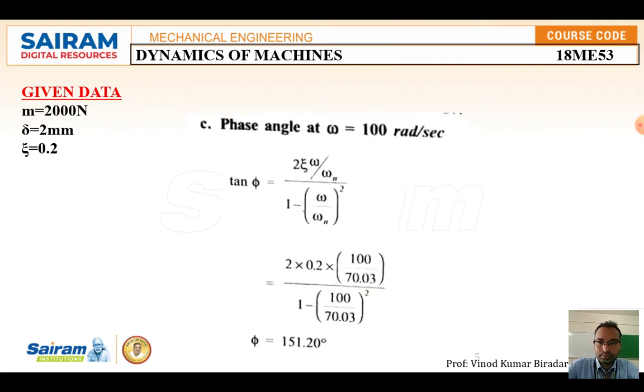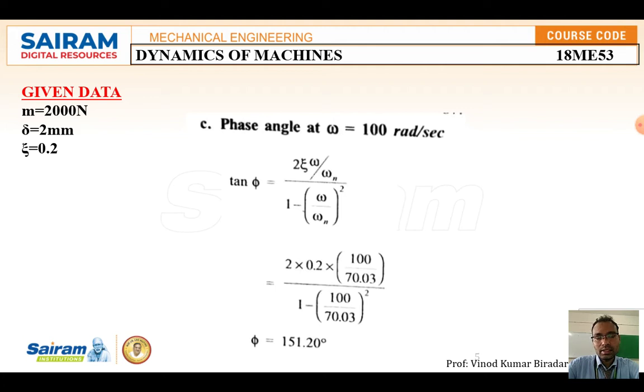Okay, again the last one, the third case, is the phase angle at omega equal to 1000 radian per second. We have the phase angle formula: tan phi is equal to 2 zeta (omega by omega n) whole divided by 1 minus (omega by omega n) whole square. Substitute all the values here, and you are going to get phi angle finally as 151.20 degree. Okay, so this is the phase angle.